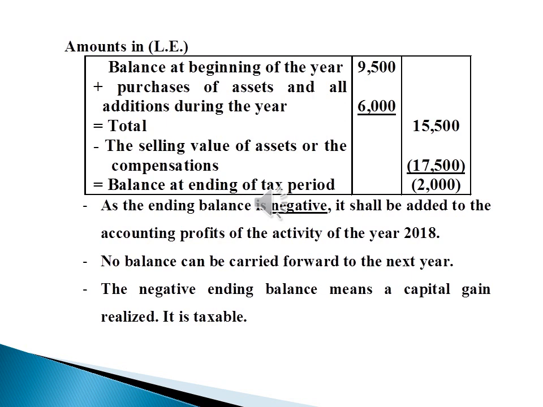As the ending balance is negative, it shall be added to the accounting profits of the activity of year 2018 as it is a capital gain. No balance can be carried forward to the next year. The negative ending balance means a capital gain realized. This capital gain, of course, is taxable.